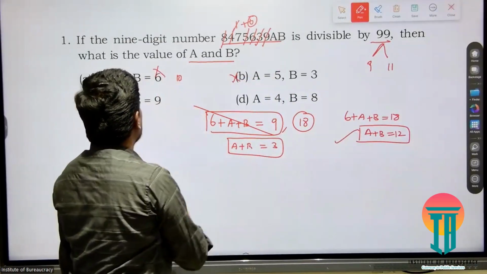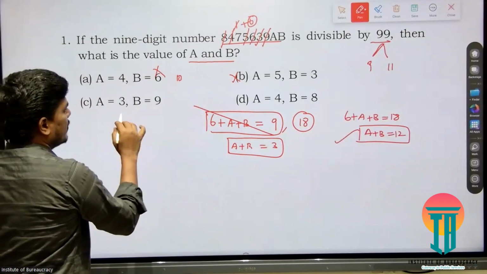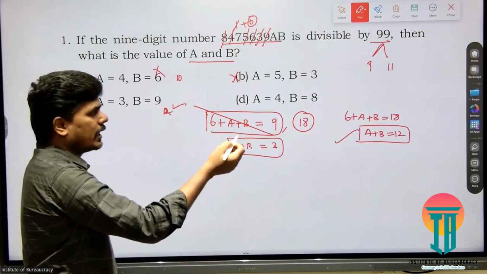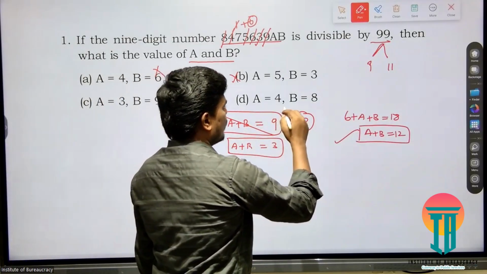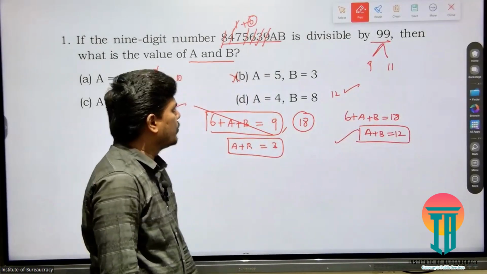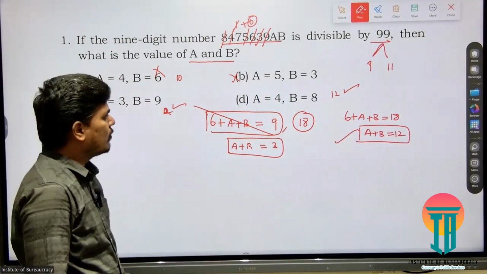This also is ruled out. Now, if we add 3 and 9, it's 12. There is a possibility for A to be 3, B to be 9. And here, if you take A as 4, B as 8, this is also 12. There is a possibility for A to be 4, B to be 8. Now, we have to verify.